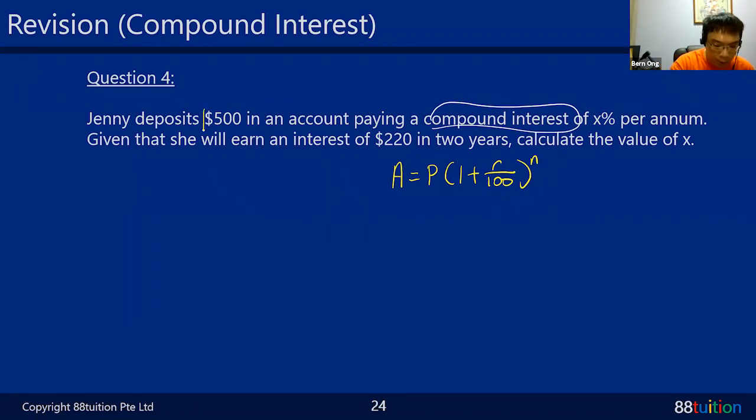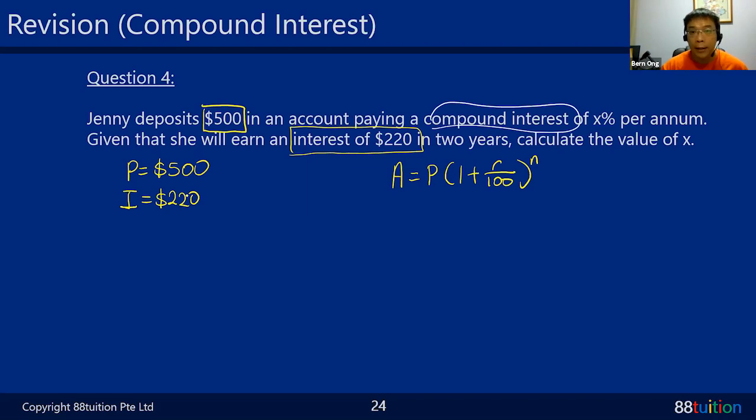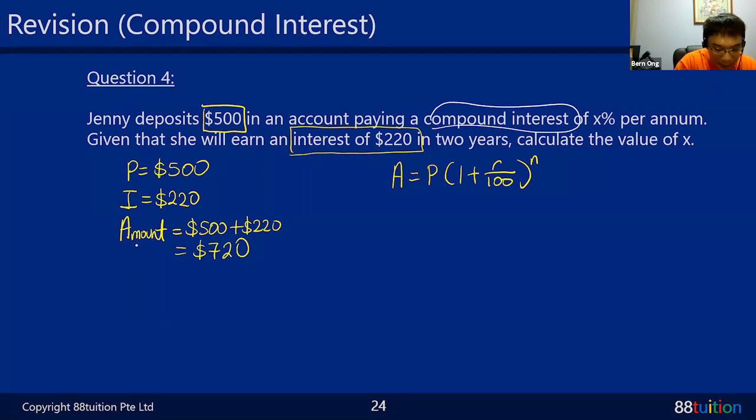Jenny deposited $500 in an account. That's the money that she put in, so that's called the principal amount. The principal amount is $500. And she earns an interest of $220. So I, the interest, is 220. What's the meaning of A? A means the final amount, the total amount that she will get. So 500 plus 220 will give you 720. That will be the A.